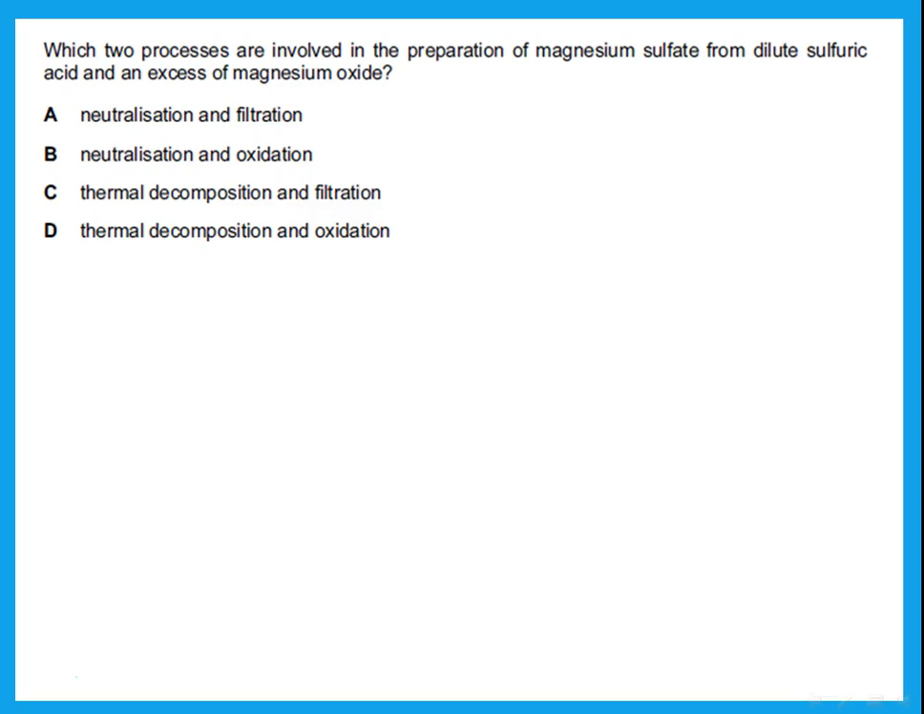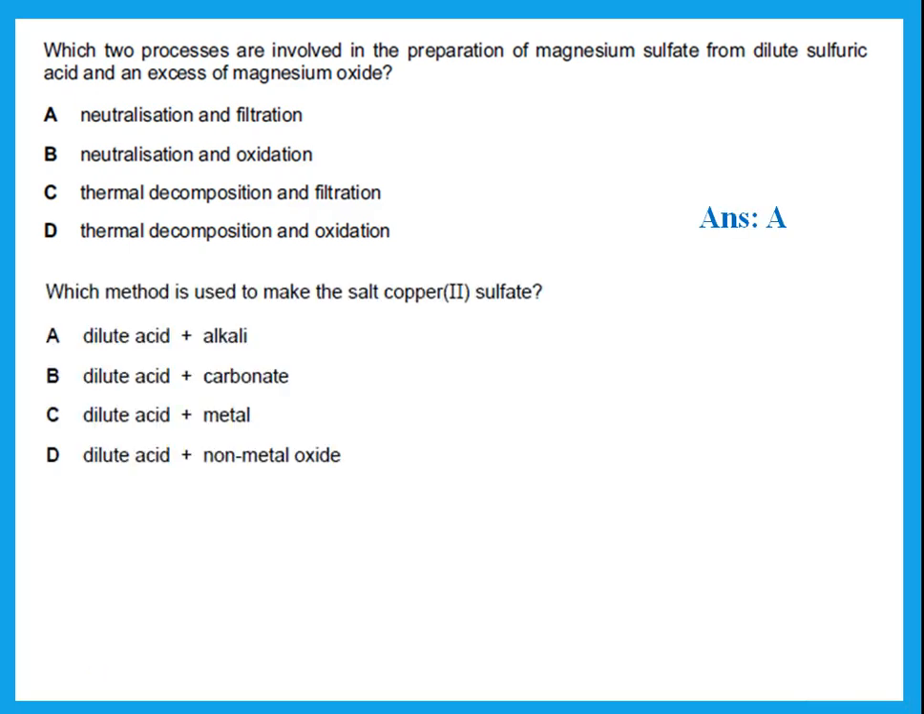Okay, so let's try this question. Which two processes are involved in the preparation of magnesium sulfate from dilute sulfuric acid and excess magnesium oxide? Which method is this? The first question I ask myself is, which method is this? I'm trying to make magnesium sulfate, and I'm starting with magnesium oxide, and he's telling me I'm going to use excess. Magnesium oxide is a solid. That means I'm using the method called neutralization. So neutralization, and then after that I should do filtration.